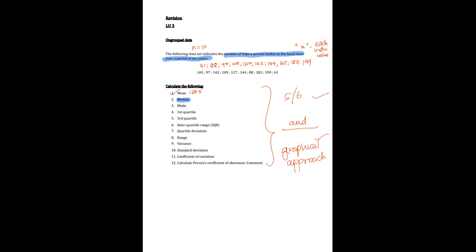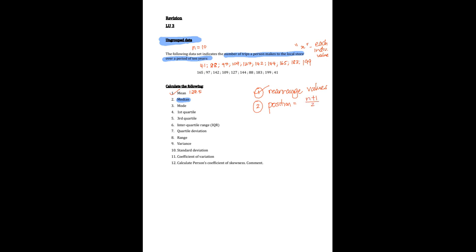Okay, so back to this question, your median. So with your median, you have, as I said, 3 steps that need to be followed. The first step for your median is to rearrange your values. Now, we've already done that in this question, so we don't need to worry about step 1. Step 2 then is to determine the position of your median. Now, when it comes to ungrouped data, which is what we're doing today, the formula for the position is n plus 1 over 2. This is for your median.